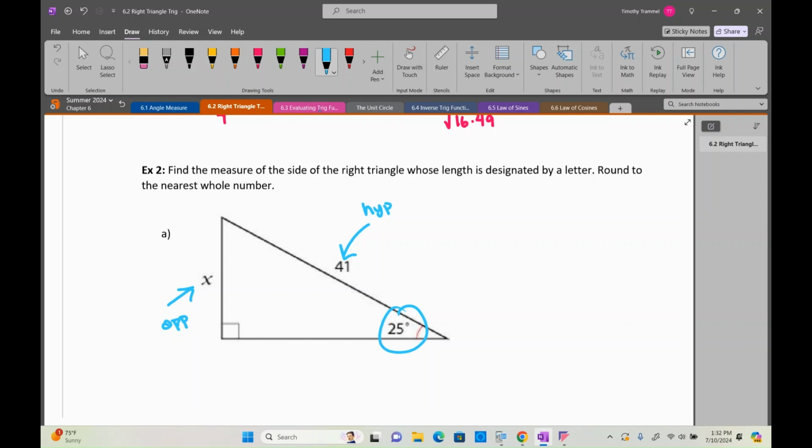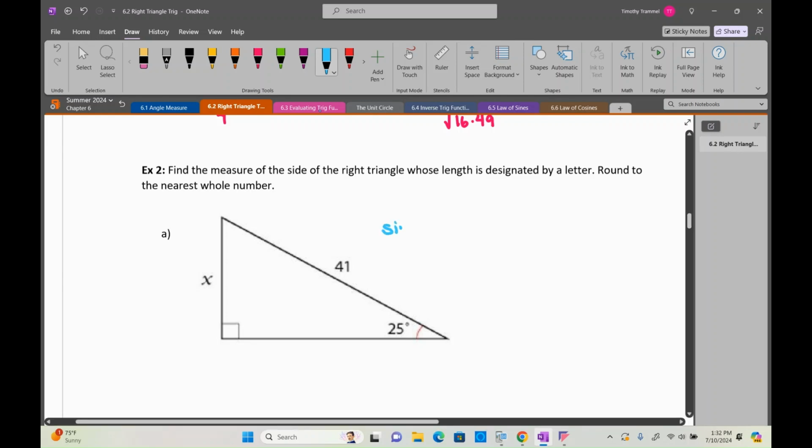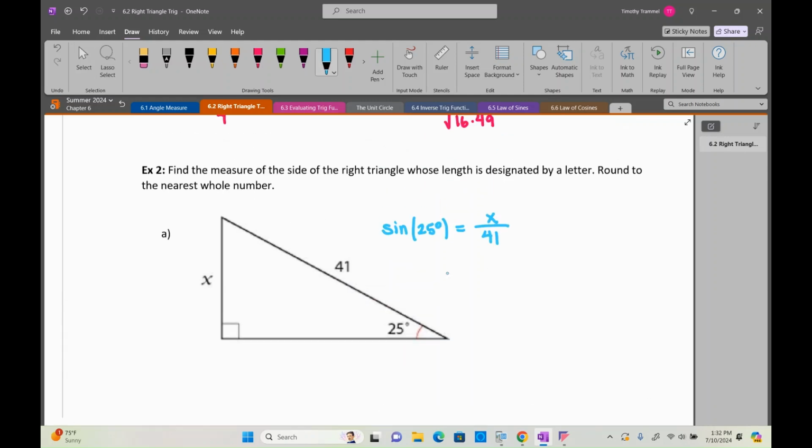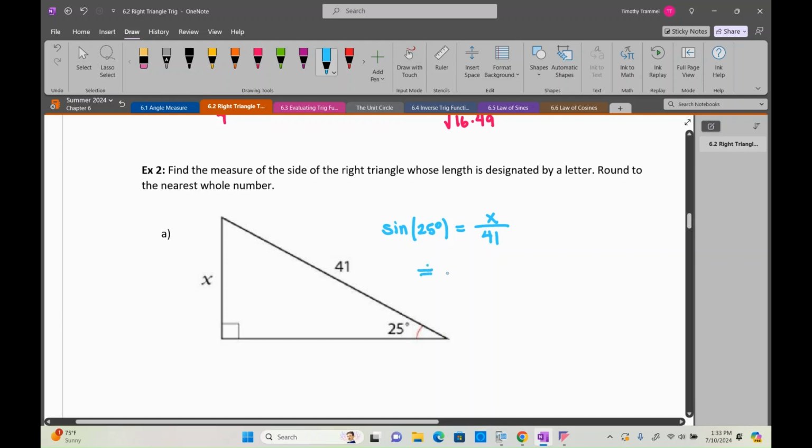Sine is opposite over hypotenuse. So what this means is that I could rewrite this as sine of my angle is equal to, again, the opposite side over the hypotenuse. And so I just need to solve this equation here for x. So I could multiply each side of that equation by 41, and I'll get x is 41 sine of 25.